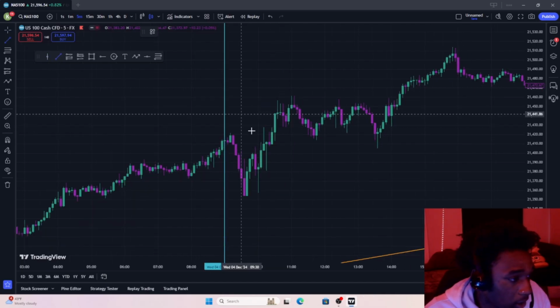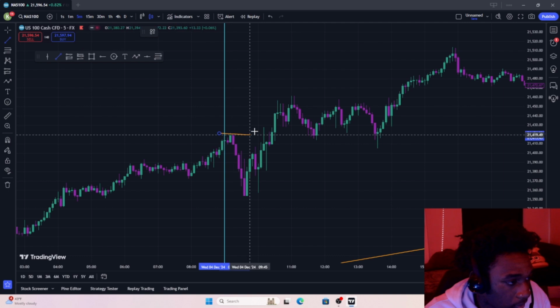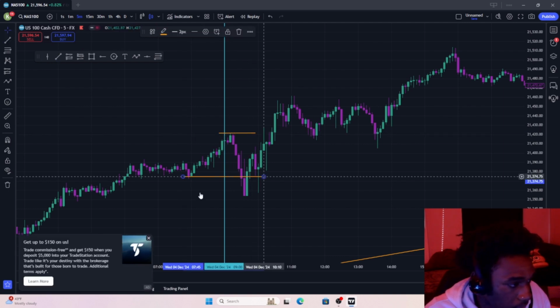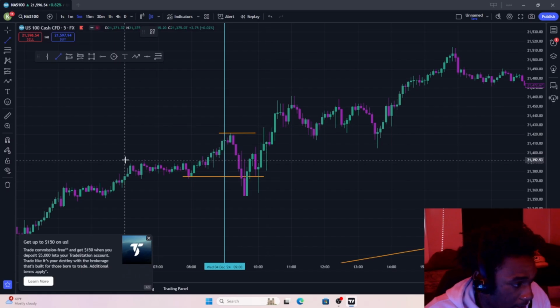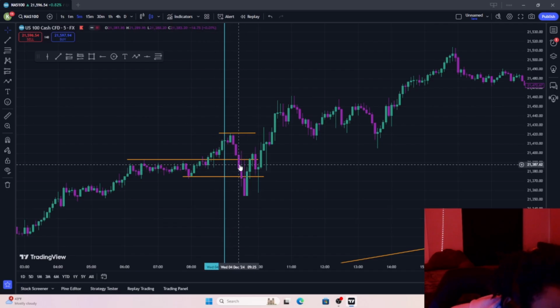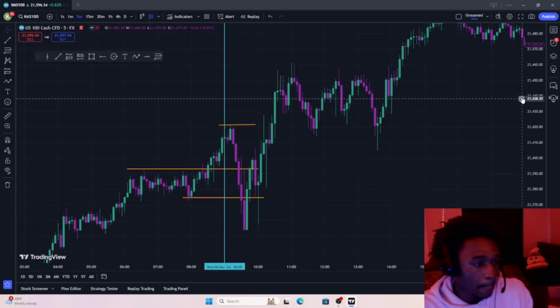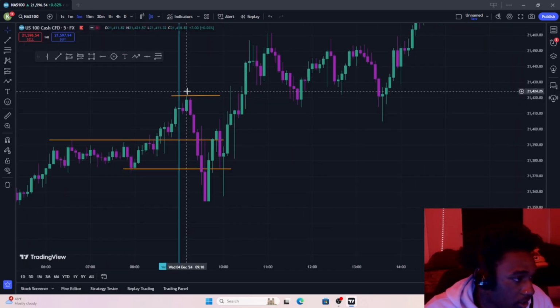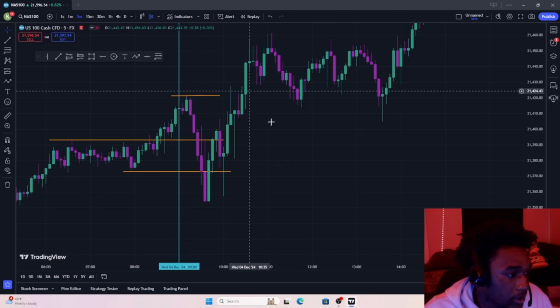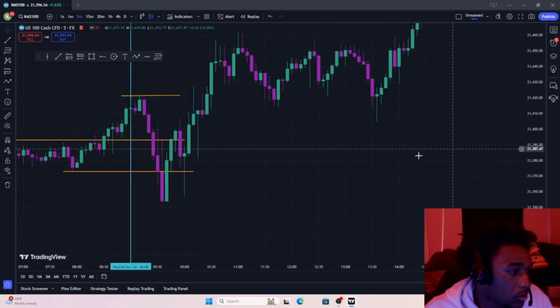At 9 o'clock, we had a resistance right here, and we had support right here. We also had a mid zone right here. This mid zone can be either support or resistance, depending on where the candle or price is at. So we have resistance, our mid zone, and support. All we want to see is a breakout to the upside at 9:30 a.m. because we know we're in an uptrend.